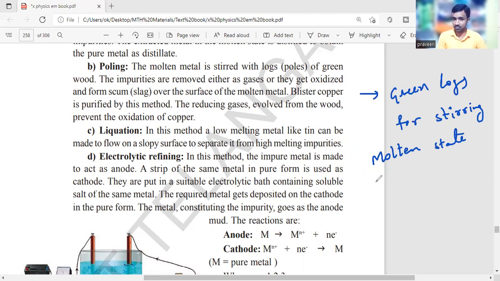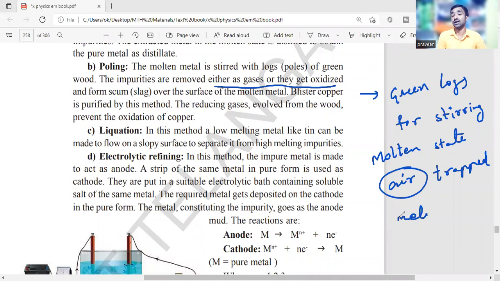The molten state contains pure and impure materials, so if it is solidified there may be gaps, because air or gases may be trapped in that liquid, right? It is not a thin liquid, it is a thick liquid, not like your water, so it can trap gas bubbles in it. The impurities are removed either as gases or they get oxidized. Sometimes the metals react with them and are available in the form of oxides. So those can be removed by stirring continuously.